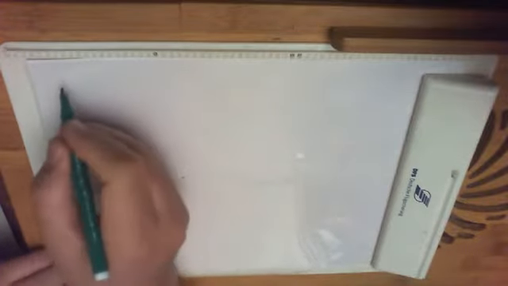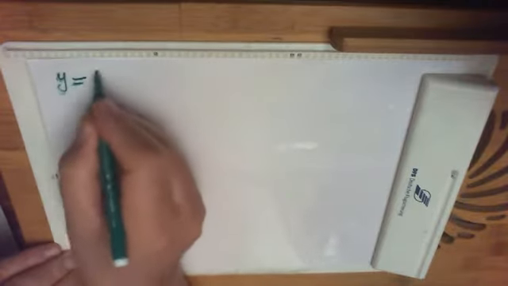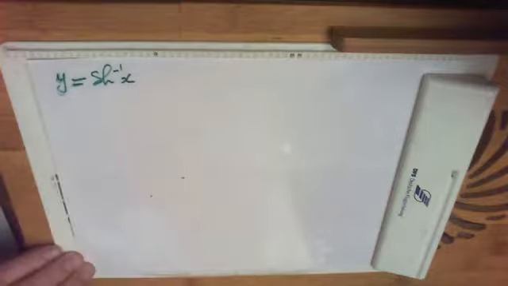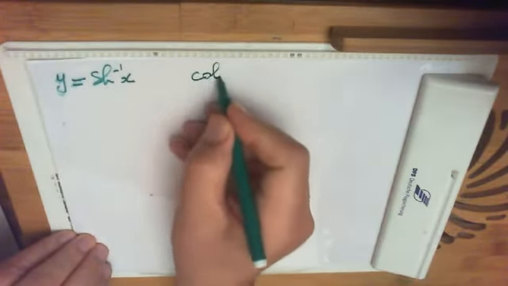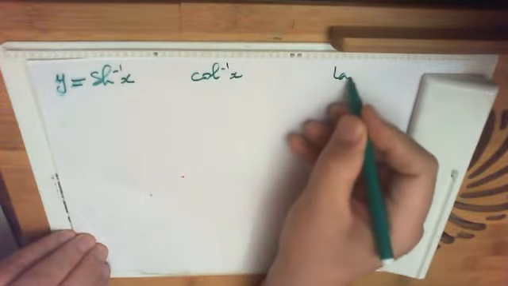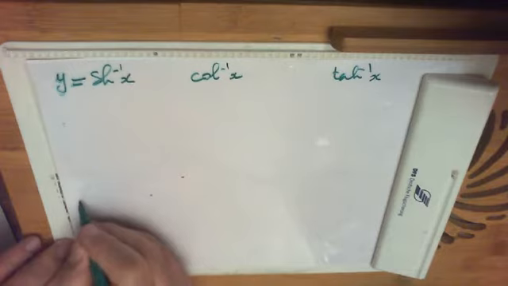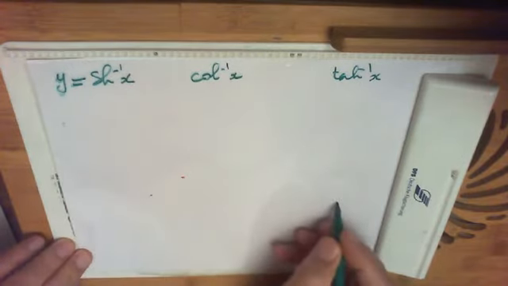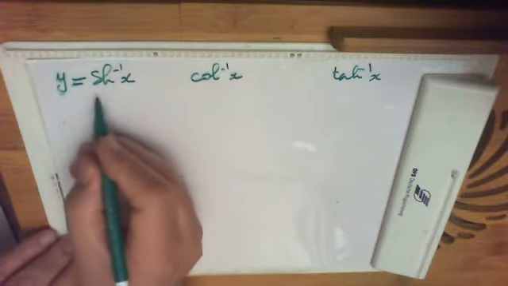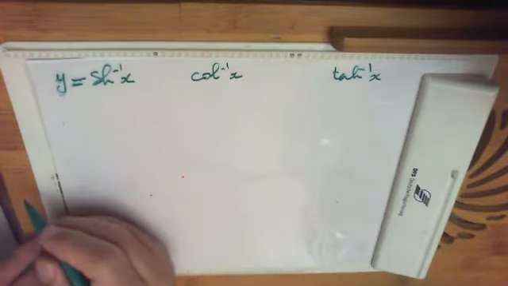We studied the functions y equals sinh minus 1 x, cosh minus 1 x, tanh minus 1 x, and cosech minus 1 x, sech minus 1 x, coth minus 1 x. Let us remember these first three ones and enter the other three ones.